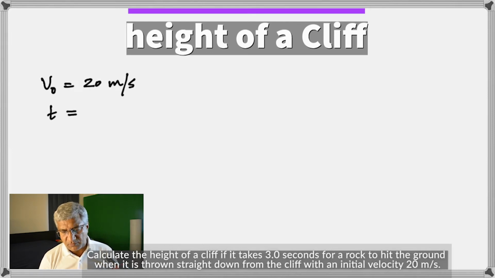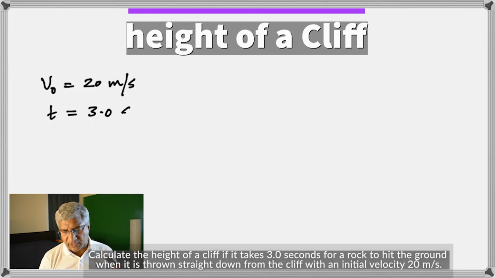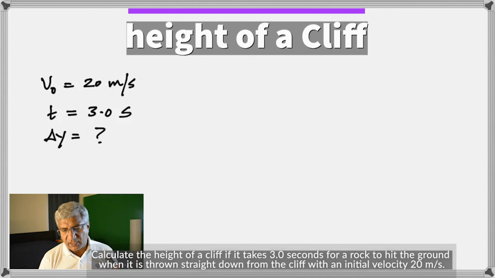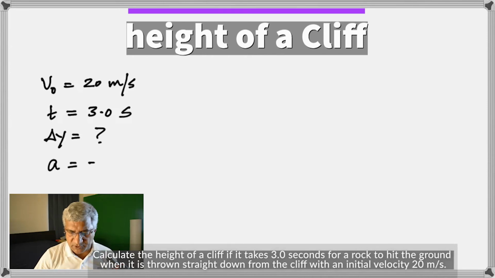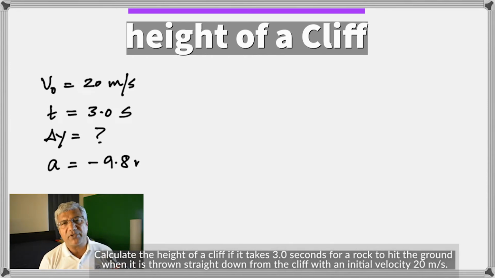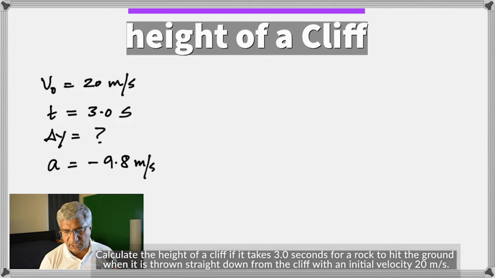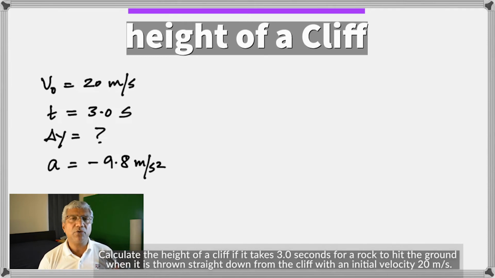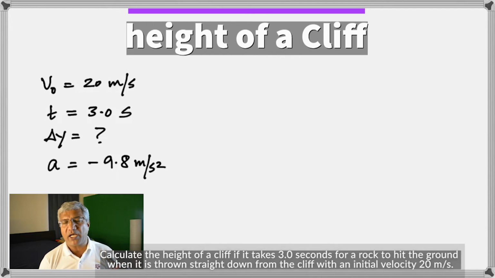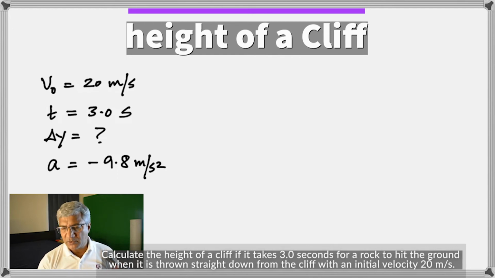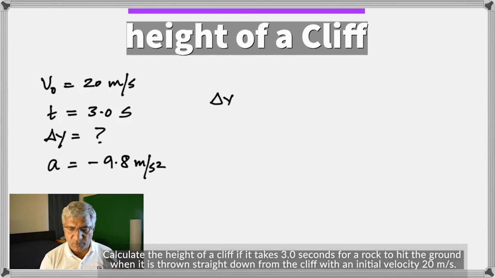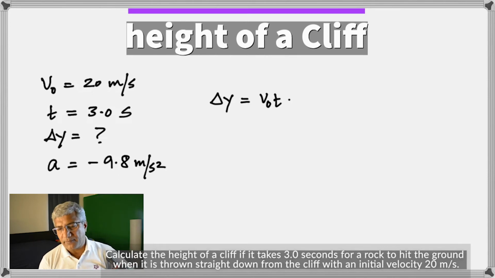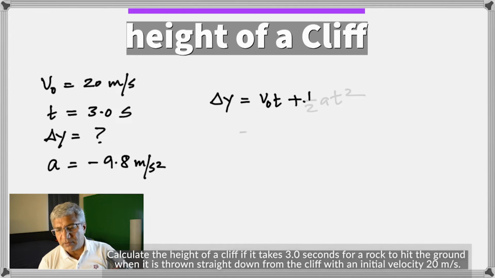And the time is what is given again, 3.0 seconds. And we have to find the height. We have to find the displacement. The acceleration due to gravity is negative 9.8 meters per second squared. And when you write all these terms, you should know the kinematic equation. I think it's the most useful one, which is delta y is V naught t plus 1/2 at squared. Okay, so that's the equation.